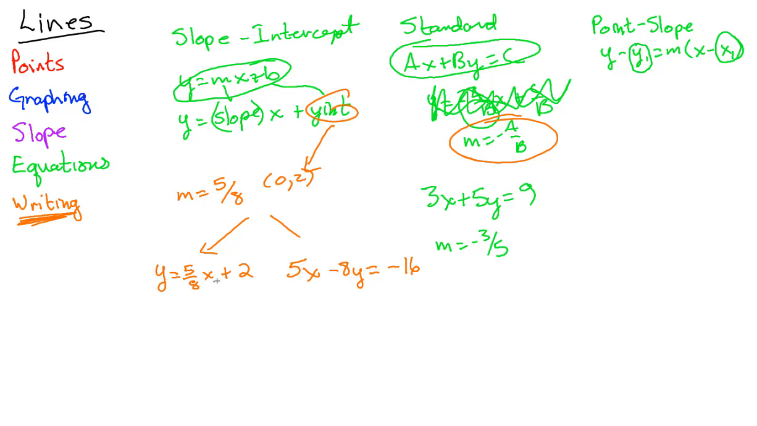These two are the exact same equation. One is written in slope-intercept and one is in standard form. You can also do it in point-slope form, and I'll put that over here. y minus the y value, which is 2, equals the slope 5/8 times x minus the x value, which is 0. And you'll notice if I simplify that and write it in slope-intercept form, I get y - 2 = 5/8 x - 0, and then y = 5/8 x + 2. And these are all the exact same line.